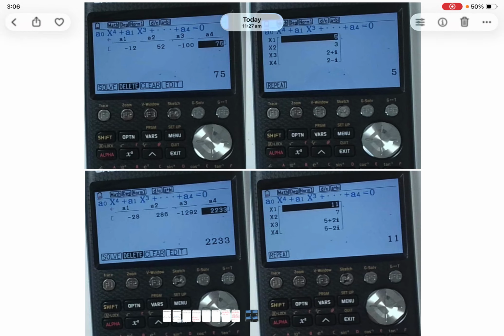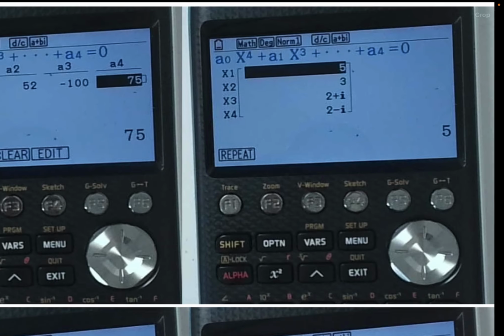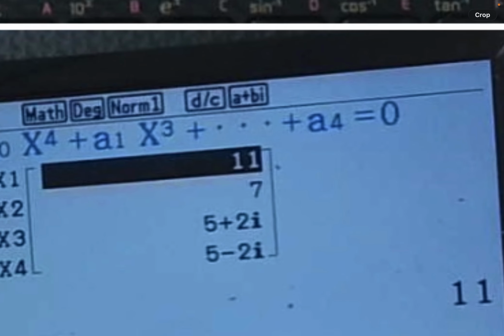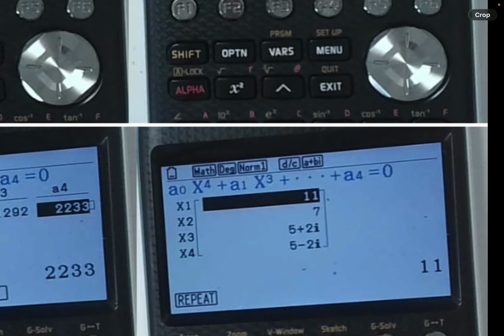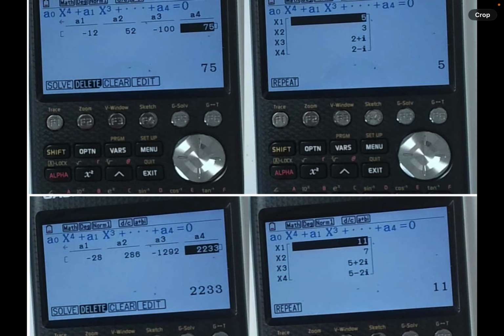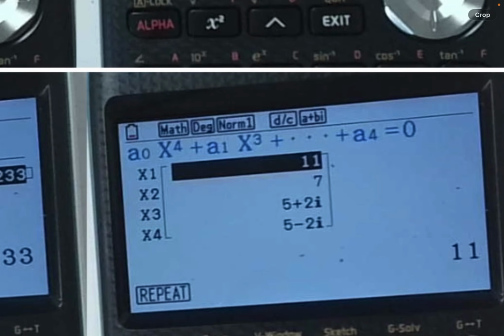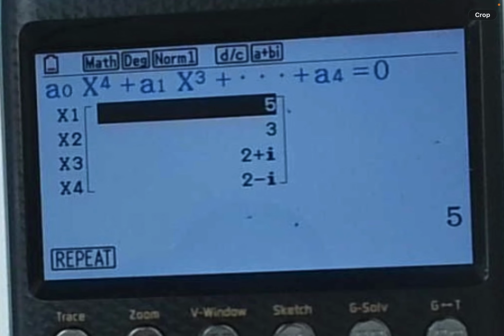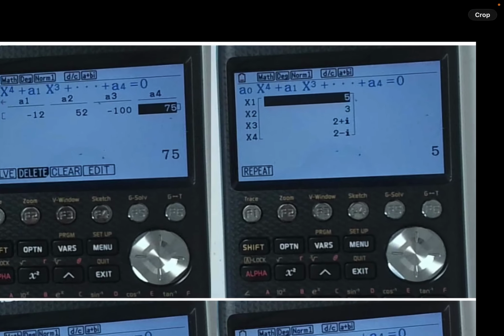Oh, it's annoying, it's not letting me do this. But look, we've got 5. We've got 11. The 11 is 2 times 5 plus 1. We've got 3 and we've got 7. The 7 is 2 times 3 plus 1. We've got 2 plus i. If I times that by 2 and then add 1, I get 5 plus 2i. So we can see here how the roots of the transformed equation are 2 times the roots of the original equation plus 1.